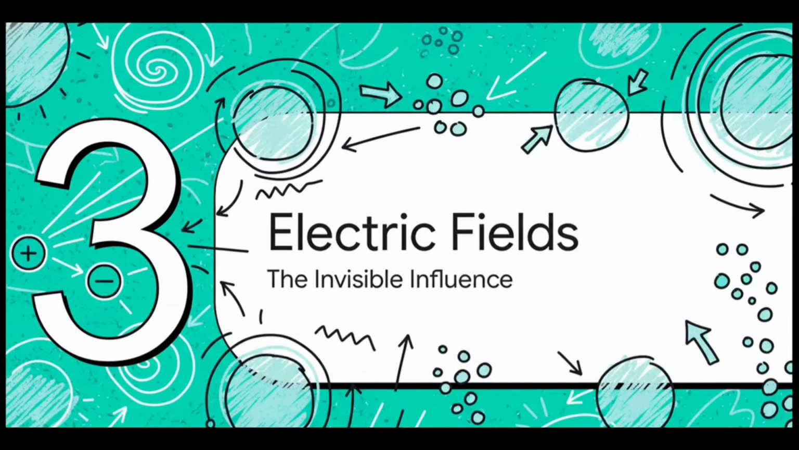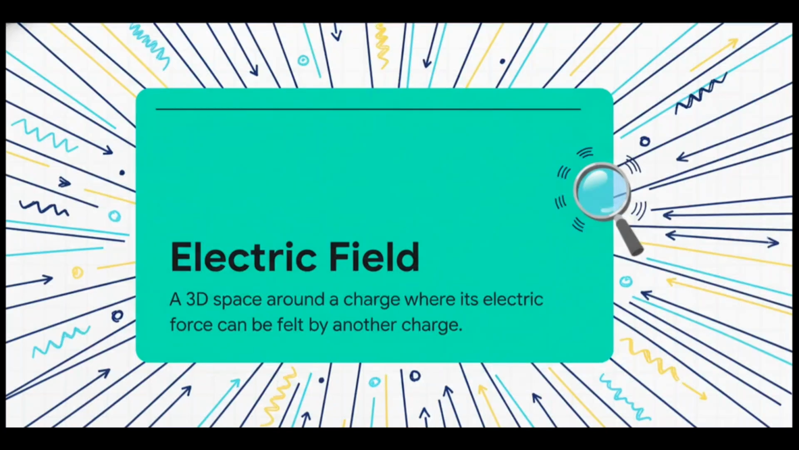So, how do they do it? How do charges exert this force from a distance? They don't just magically know the other one is there. No, they communicate through an invisible field of influence. The best way to picture it is like a web extending out from the charge in all directions. Anything that happens to wander into this web is going to feel a force. That whole region of influence is the electric field.